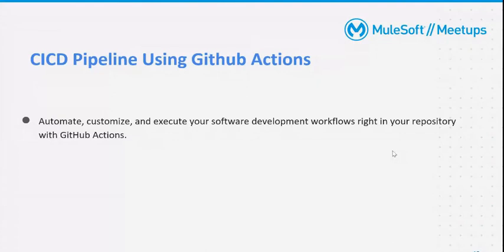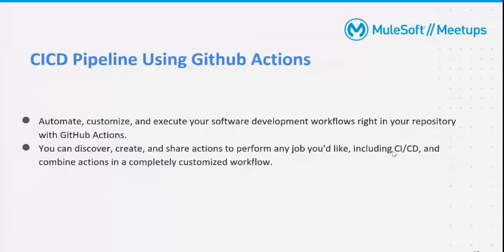Then you can discover, create, and share these actions between the jobs, including the CI/CD pipeline. You can combine the actions, and there will be pre-built actions also. You can write your own actions also. Pre-built means there will be a marketplace there, and you can take them from there. For example, if you want to use caching, upload artifacts, or download artifacts, these actions are already available in the marketplace. You can combine them in one job and then start executing that workflow.